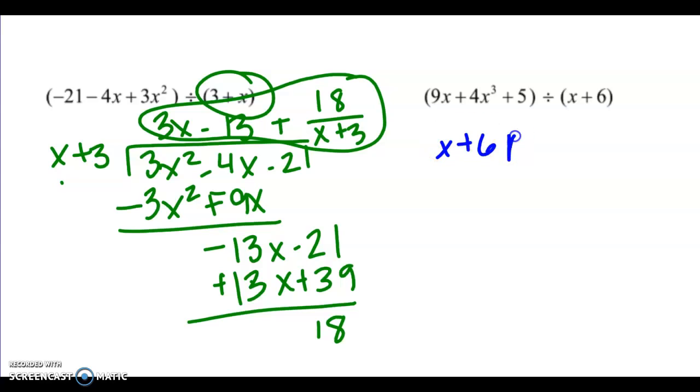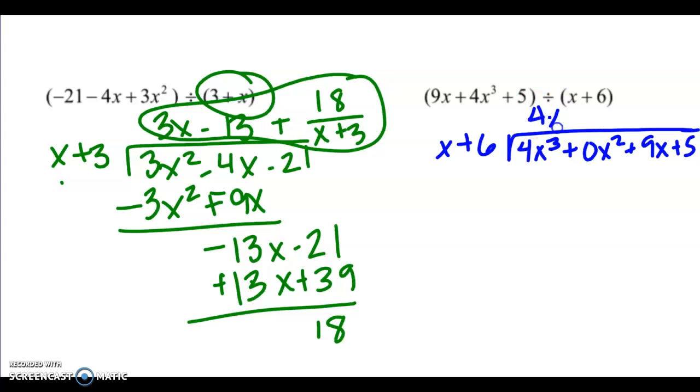And the last one, again, we're going to rearrange, so I'm going to do x plus 6 on the outside. On the inside, okay, this is going to take a little longer. 4x to the third plus 0x squared plus 9x plus 5. So there's 4 terms on this one. I've got a minute left. Can we do this? Okay.